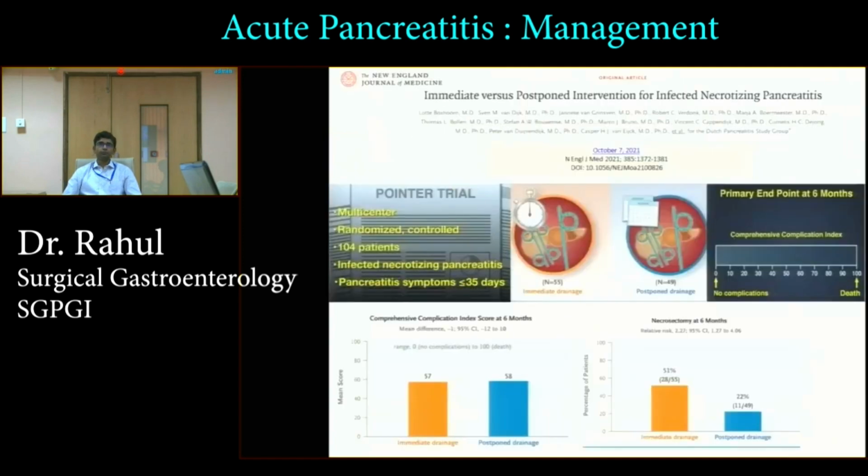There was a trial, the POINTER trial, published in 2021, which compared two groups: immediate drainage or postponed intervention in patients with infected necrotizing pancreatitis. They found that whether we do an immediate drainage in suspected infected pancreatitis or delay it as much as possible, there is no difference in the outcomes or complications. In fact, patients with immediate drainage required more necrosectomy and more interventions, although there was no difference in the primary outcome or complication rates.